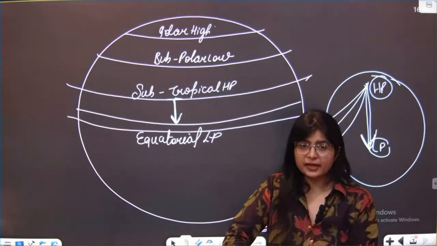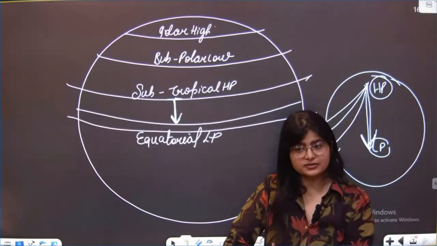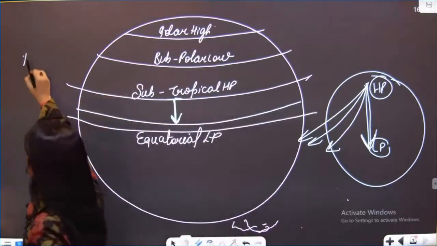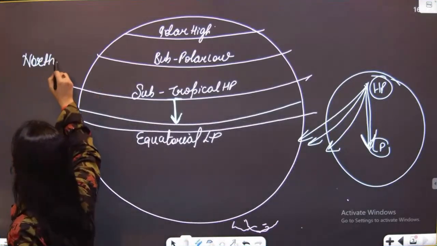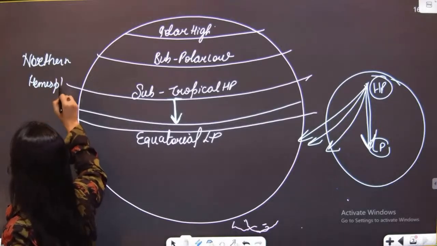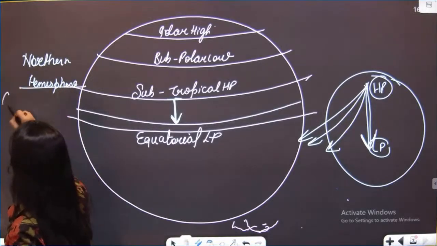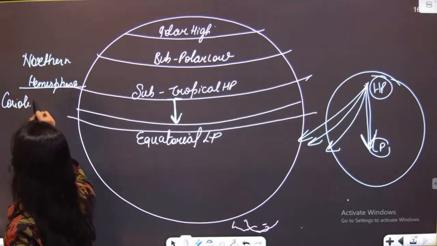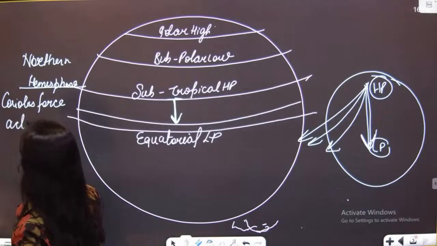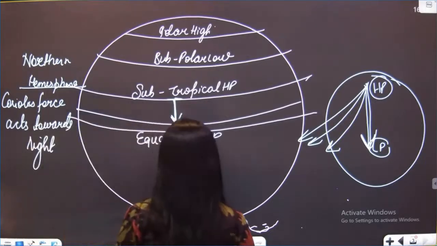But apart from that, the wind is deflected towards right. Always right in the northern hemisphere. The Coriolis force acts towards right. Right? This is a rule that you have to remember.